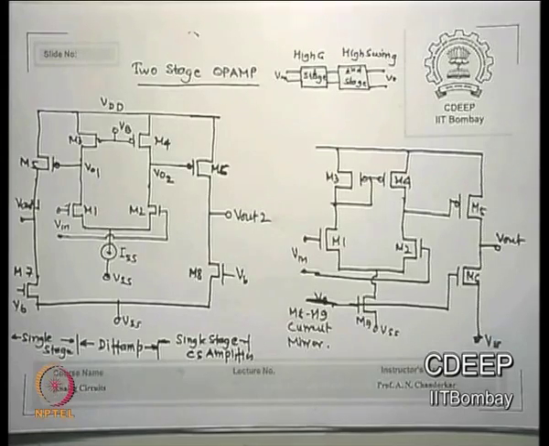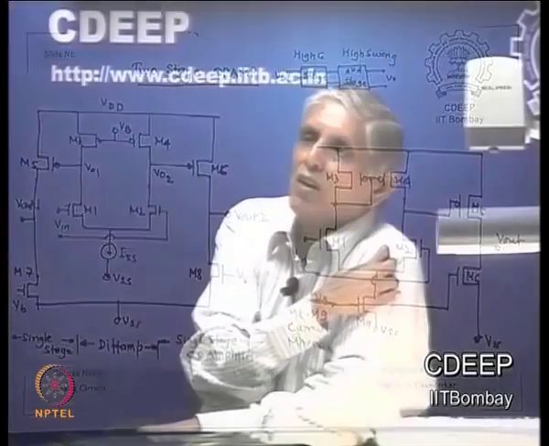So will this gain then be much higher? What is the typical gain of a diff-amp you expect? GM times RO1 parallel RO2, or RO3 parallel RO4. ROs are typically of the order of mega ohms, is that correct? GMs will be at least of the order of 10 to the power minus 3 or minus 4 amps per volt. So typically we get gains of around 1000 or 5000 through only the diff-amp, is that correct?